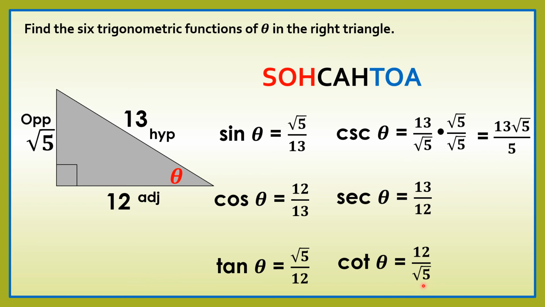So, our denominator is a radical, so we need to rationalize. When we rationalize, we just multiply by the denominator of the given fraction. So, multiply the numerator and denominator by square root of 5. So, 12 times square root of 5, that is 12 square root of 5. Square root of 5 times square root of 5 is equal to square root of 25. And 25 is a perfect square. So, the square root of 25 is 5. Therefore, our final answer is 12 square root of 5 over 5.